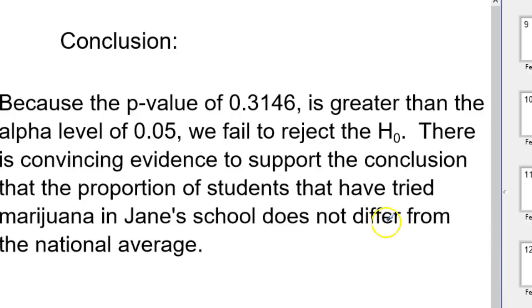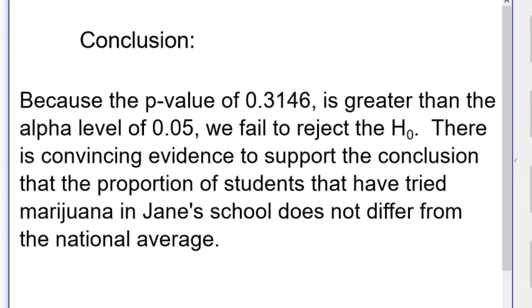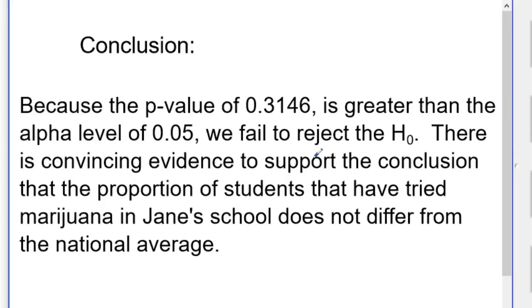So we're ready to conclude it. Obviously, we've solved it 3 times with 3 different devices. But our conclusion would be, because the p-value of 0.3146 is greater than the alpha level of 0.05, we would fail to reject the null hypothesis and conclude that there is convincing evidence to support the conclusion that the proportion of students that have tried marijuana in Jane's school does not differ from the national average.